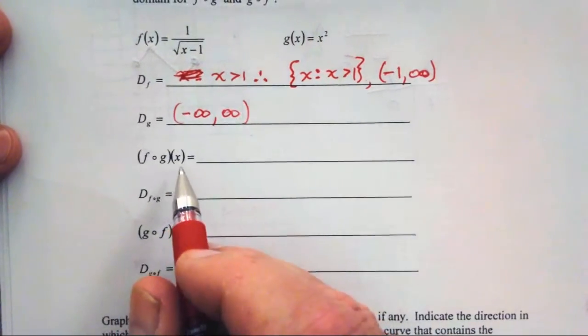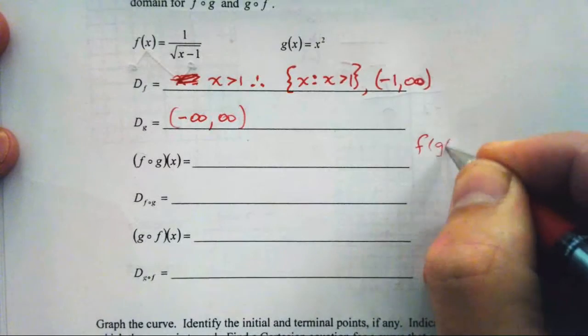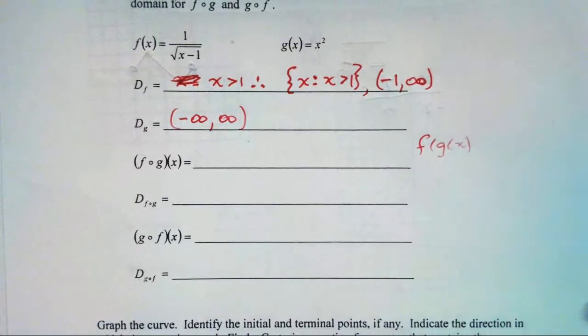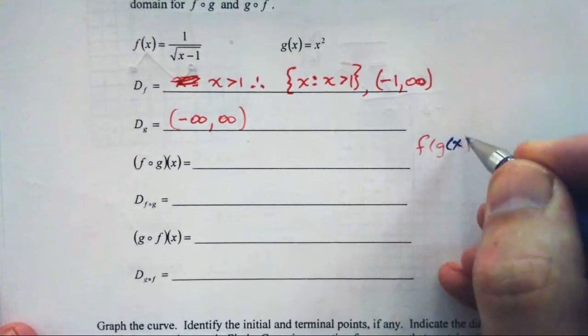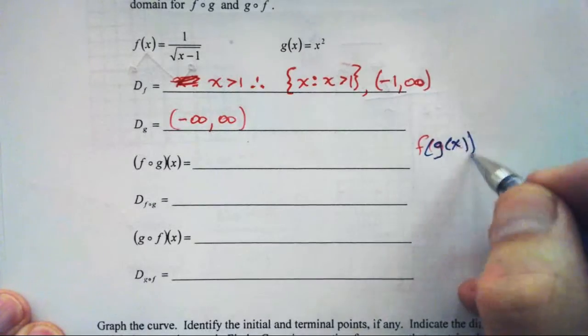Then we're to find f of g of x. And I like to think of that as f of g of x because it's really crystal clear to me what's going on here. I need to grab another pen here. I'm just going to work with blue for right now because my pen is dying. f of g of x. That makes it really crystal clear what I'm going to do.